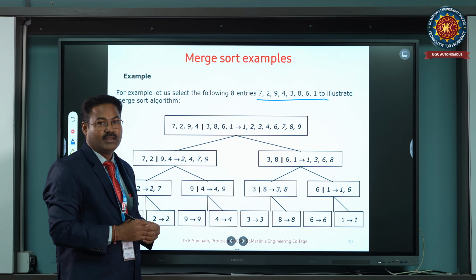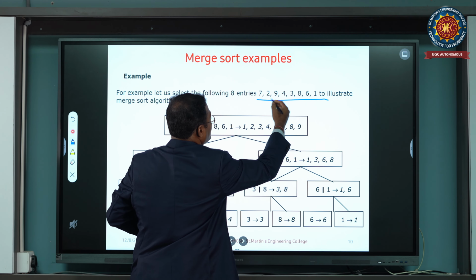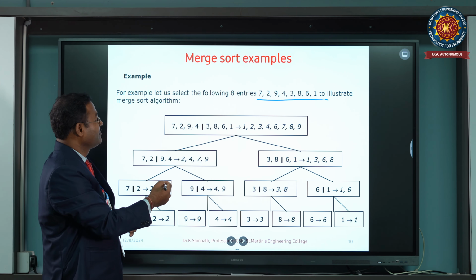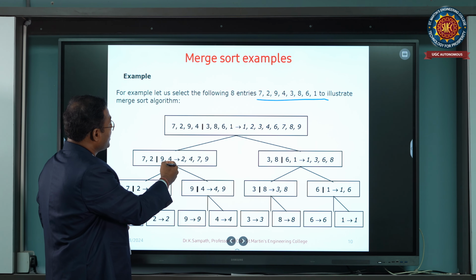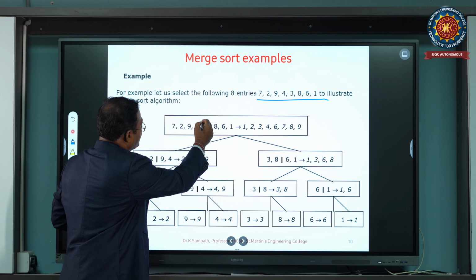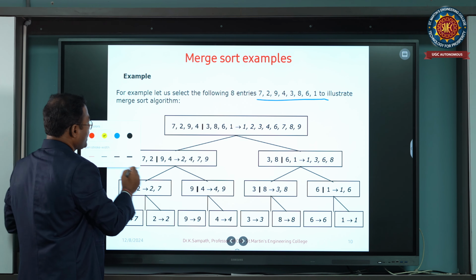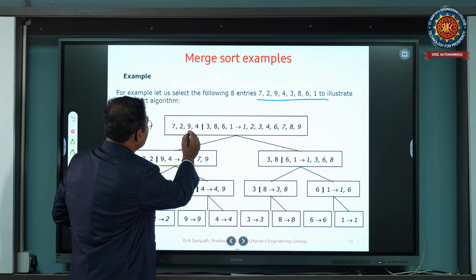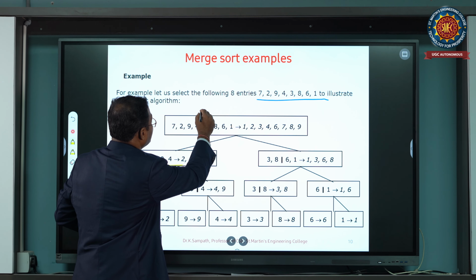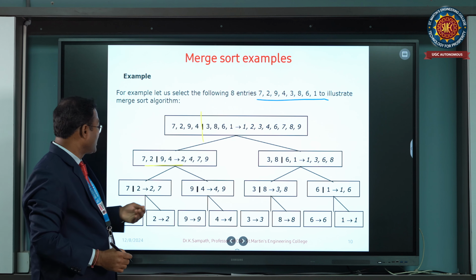Based on the mid. Mid is the first position plus the last element position, and then I have to find the mid. I will show it next, practically, by solving one problem. Then I am splitting the problem into two sub-problems. This is one sub-problem: 7 2 9 4, and 3 8 6 1. Based on the mid, I divided the problem into two sub-problems.